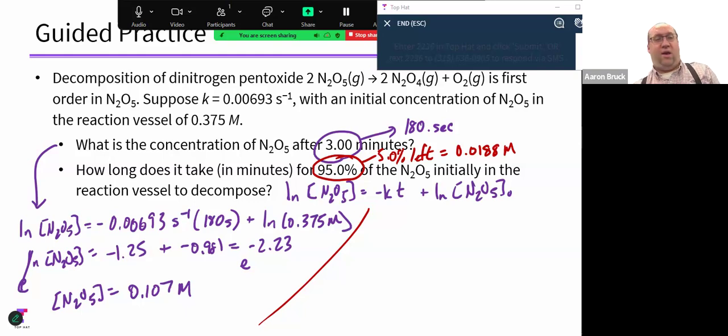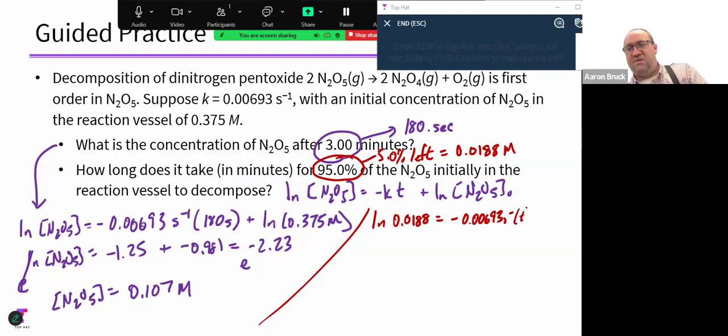Setting up the exact same way. This time I'm solving for time instead of concentration. So natural log of 0.0188 is equal to negative 0.00693 reciprocal seconds times time plus the natural log of 0.375.